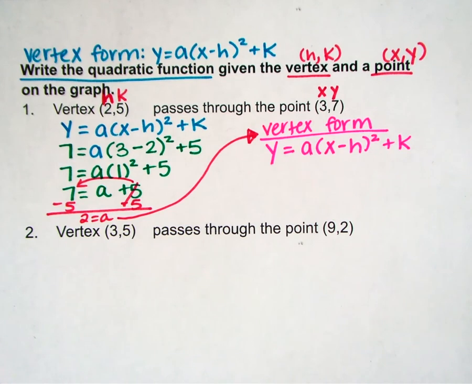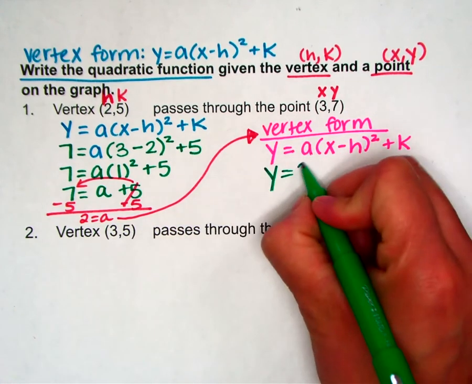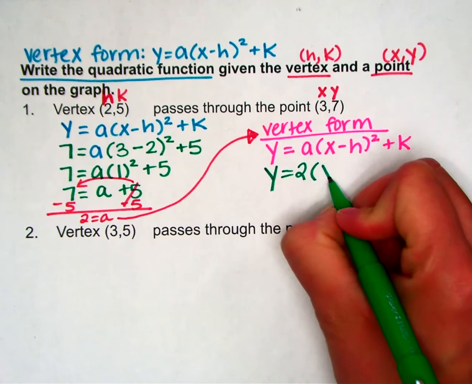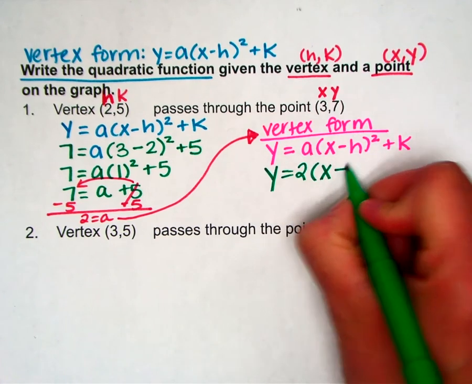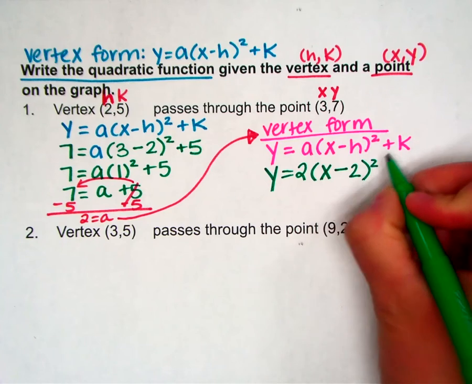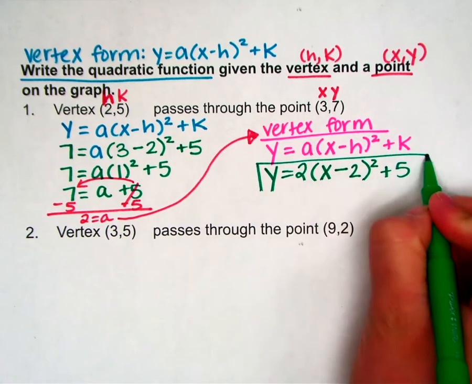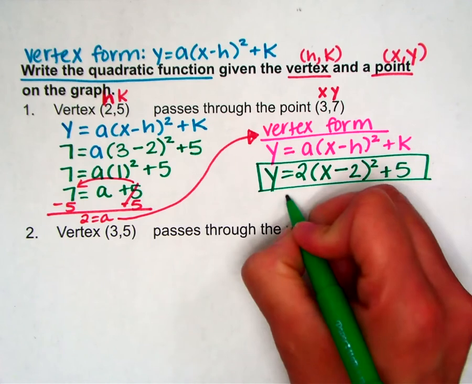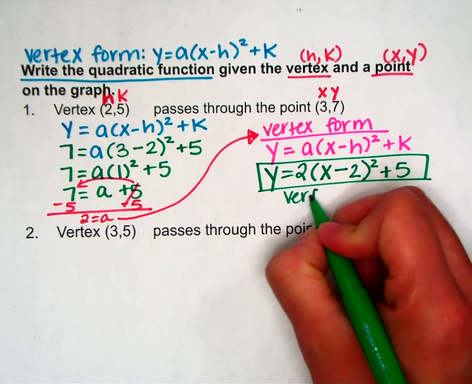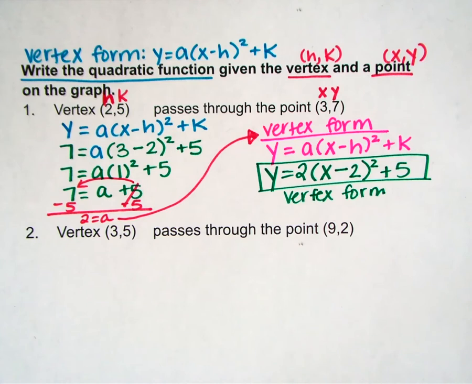So when I write my equation, I'm going to write it as y equals, substituting 2 for a, 2 times (x minus h, which is 2) squared, k is 5, so plus 5. This is the equation in vertex form for the quadratic function.